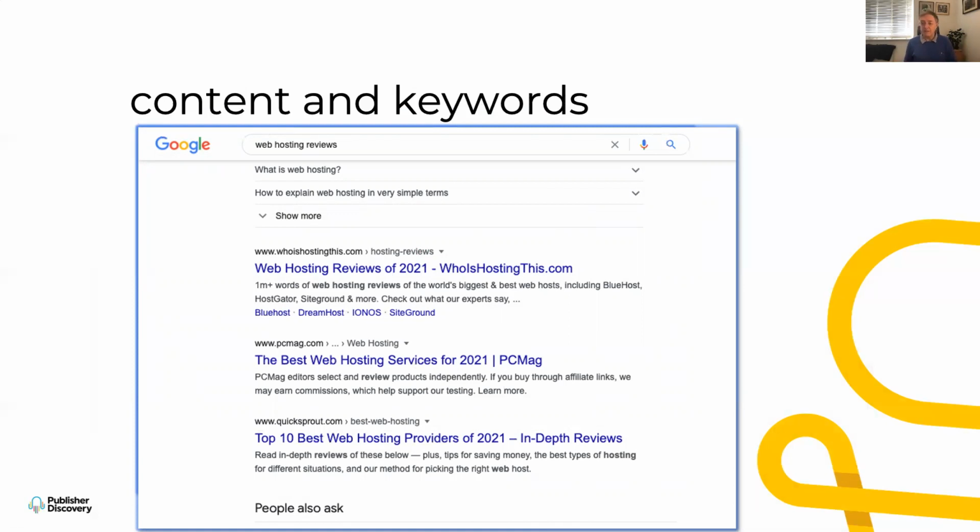The ones who are top of the heap there, things like PC Mag and Who's Hosting This, you'll probably have to pay a CPA, and you'll probably need to pay a fee as well. Different countries have different terms for it, and basically a placement fee, so you show above the fold.